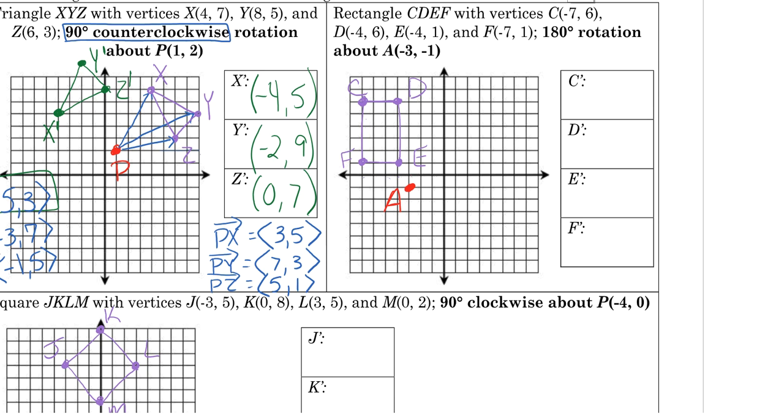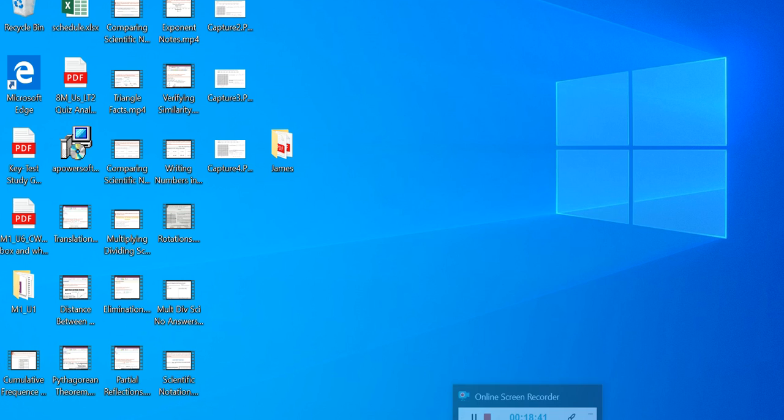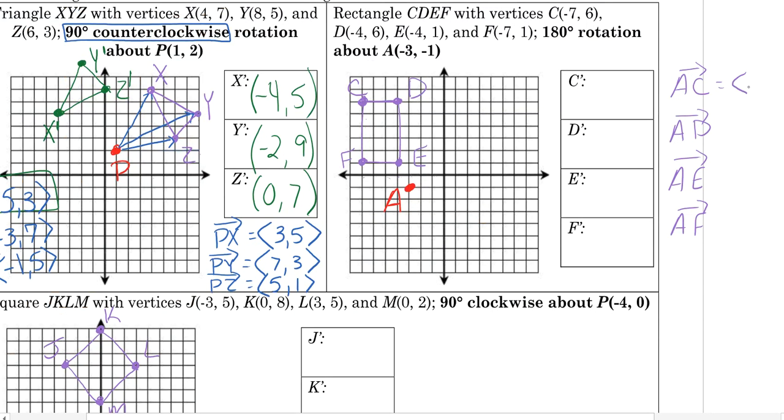Okay, so looking at our next example with rectangle CDEF, we're going to go ahead and find the vectors in component form from A, which is our center of rotation, to each of the points in our pre-image. So we can have vector AC, we're going to have vector AD, vector AE, and vector AF. And vector AC, that is going to be -4, 7.